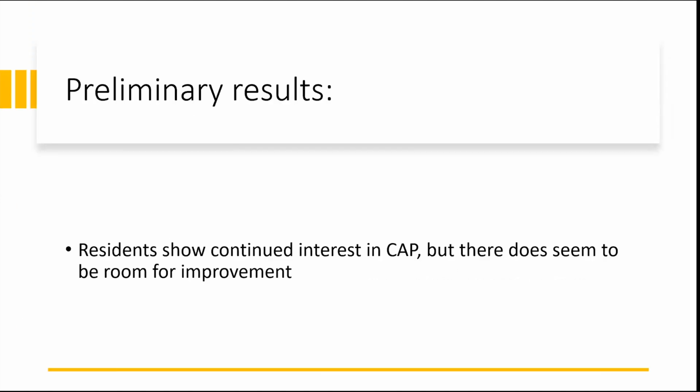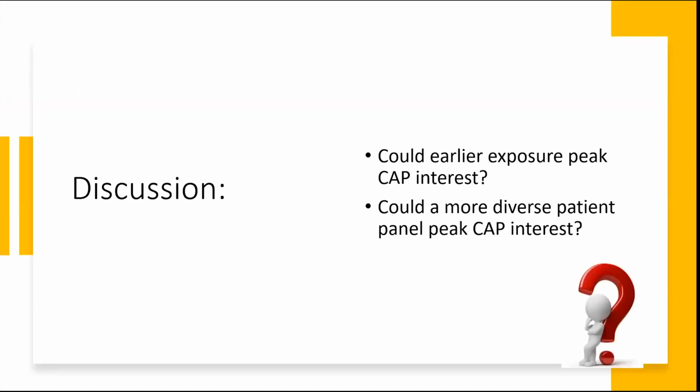So, preliminary results: residents showed continued interest in child and adolescent psychiatry, but there does seem to be room for improvement. Some discussion points: could earlier exposure pique CAP interest? Could a more diverse patient panel pique CAP interest?